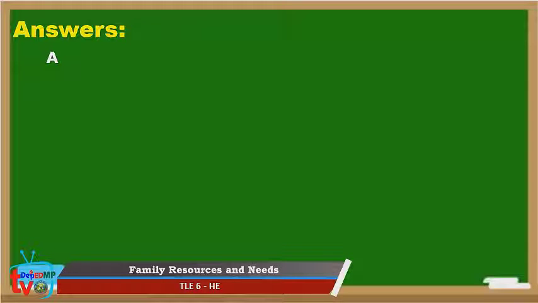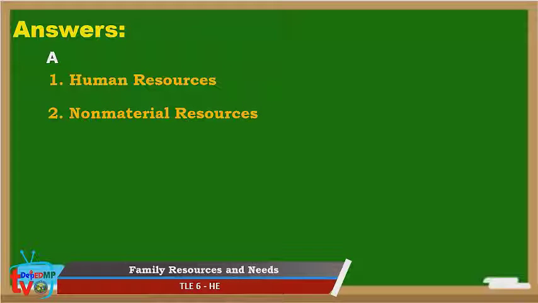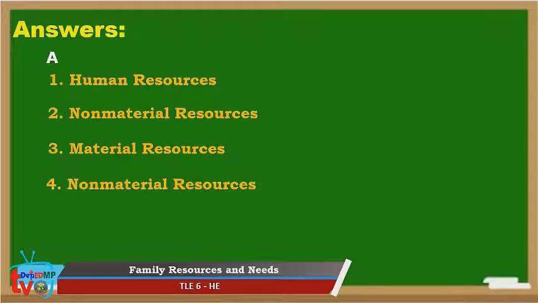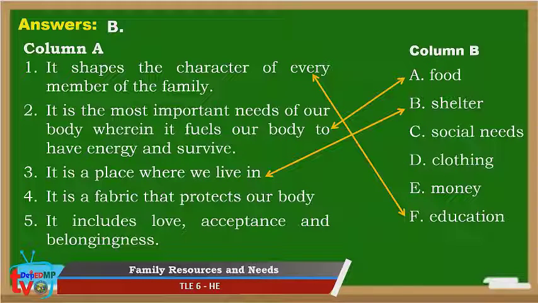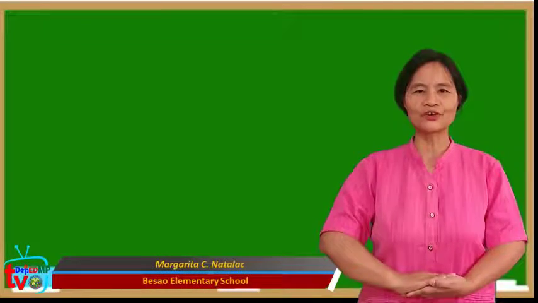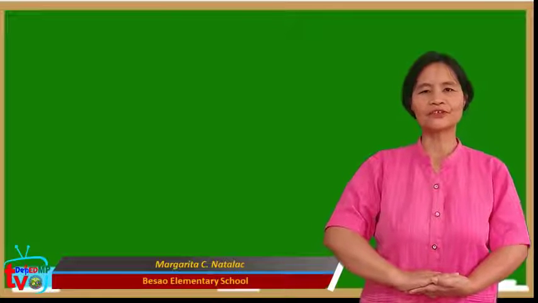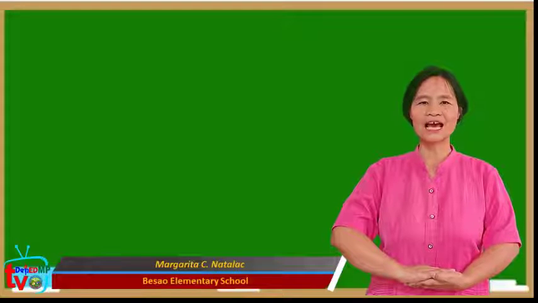Let's check your answers. For letter A, number 1, human resources. Number 2, non-material resources. Number 3, material resources. Number 4, non-material resources. And number 5, material resources. For letter B, we have number 1, number 2, number 3, number 4, and number 5. Excellent! If you got all the answers correct. If you have mistakes, go back and review your answers. Be ready now for the additional activity.